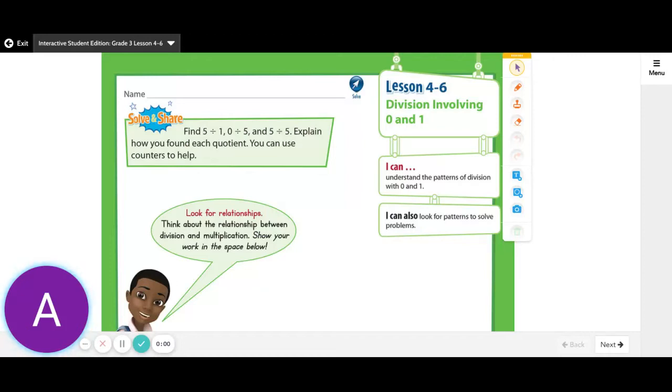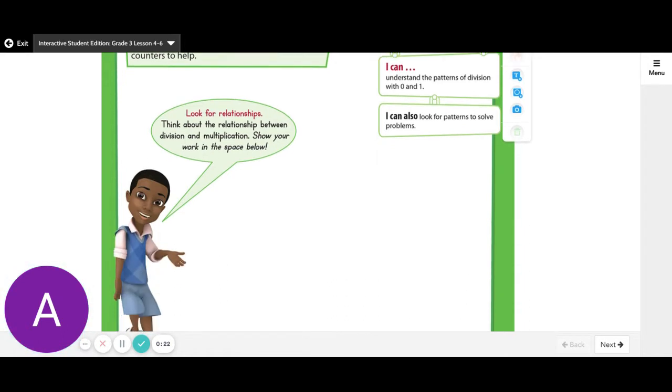We're going to work on lesson 4.6, division involving 0 and 1. Our I can statements: I can understand the patterns of division using 0 and 1. I can also look for patterns to solve problems. So we want to find 5 divided by 1, 0 divided by 5, and 5 divided by 5. Explain how you found each quotient. You can use counters to help.